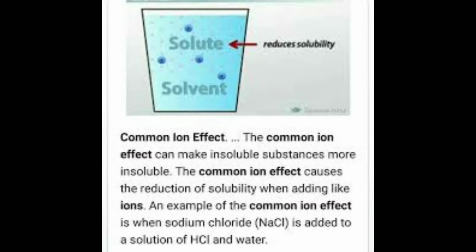Next point, we see the common ion effect. Common ion effect states that the ionization of a weak electrolyte is suppressed in the presence of a strong electrolyte containing an ion common to the weak electrolyte. Consider a solution of a weak acid, acetic acid, and its soluble ionic salt CH3COONa.